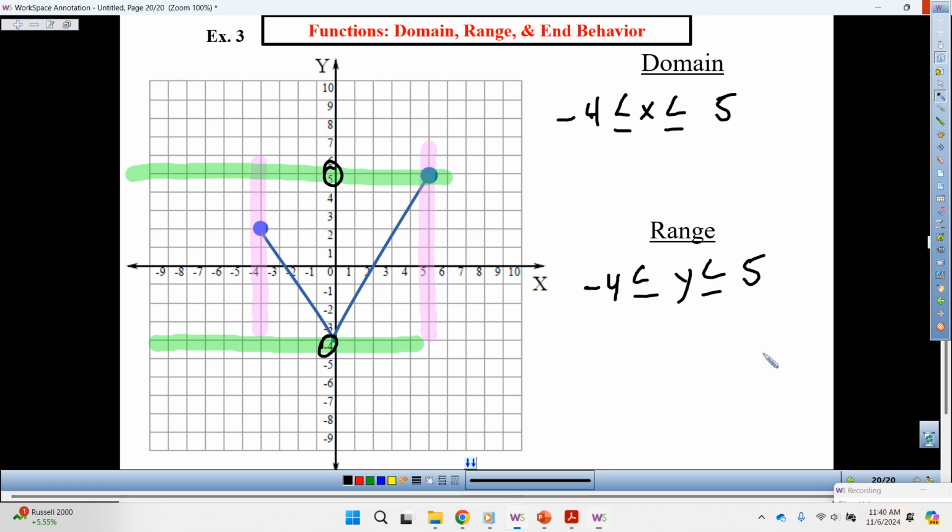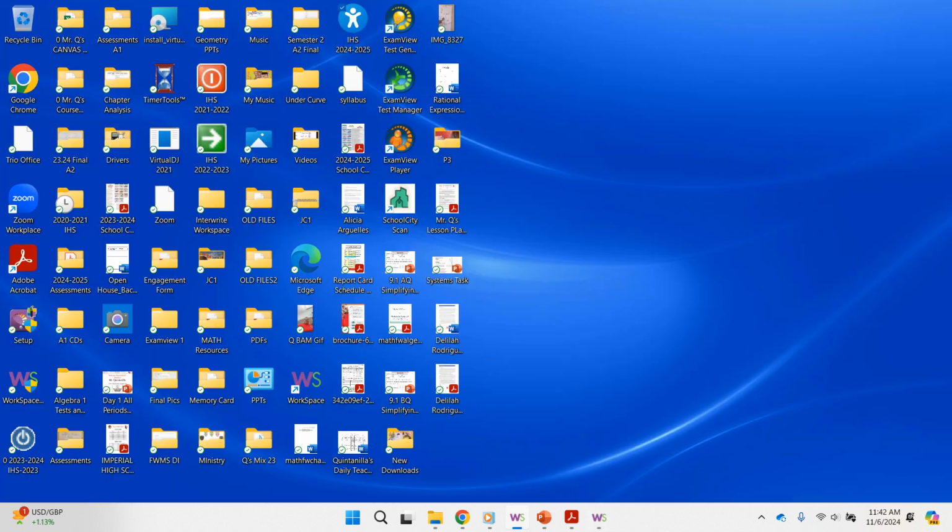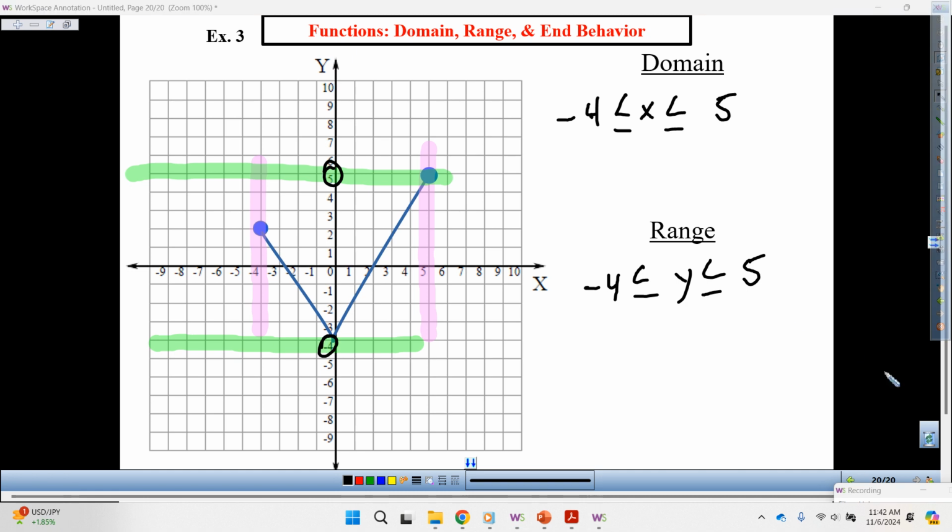All right, so good question. Let me pause the music. Look up, people. The question was, Mr. Q, how do you know that this is a close point? Well, let me zoom in.